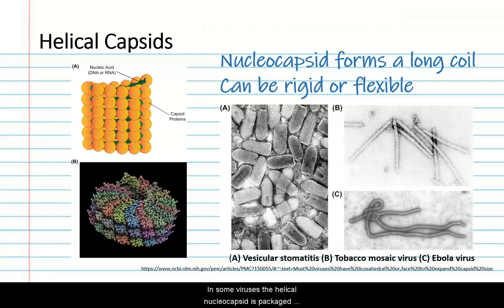In some viruses, the helical nucleocapsid is packaged inside of a lipid envelope. The virus at the center of this page is an example of an enveloped helical virus, vesicular stomatitis virus. In this case, the helix is folded up within a bullet-shaped outer envelope.